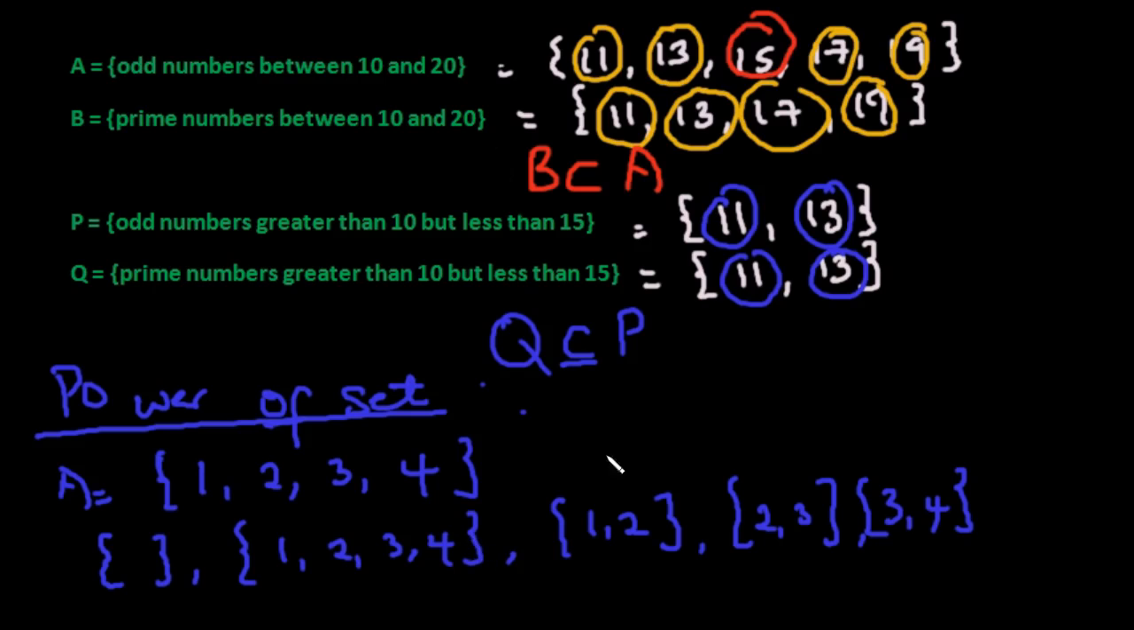So how do we find the power of a set? Simple. We use this simple formula, 2 to the power of n, where n represents the number of elements in the set, or what we call the cardinality of the set. I've done a video on that. You can follow this link to have an understanding.